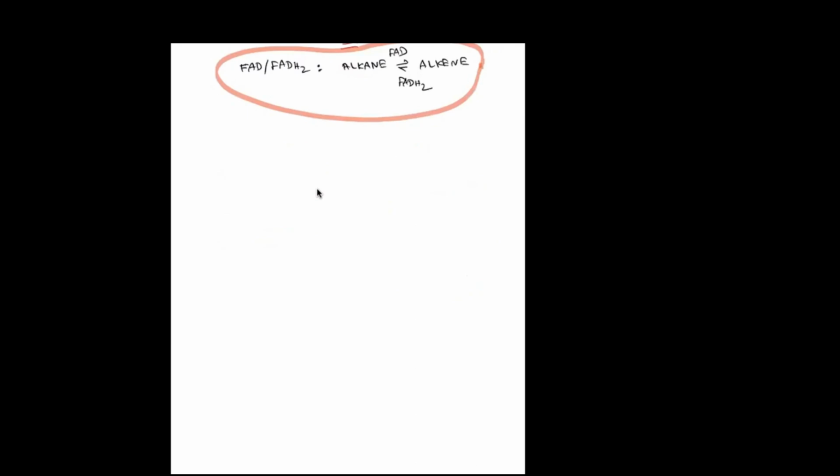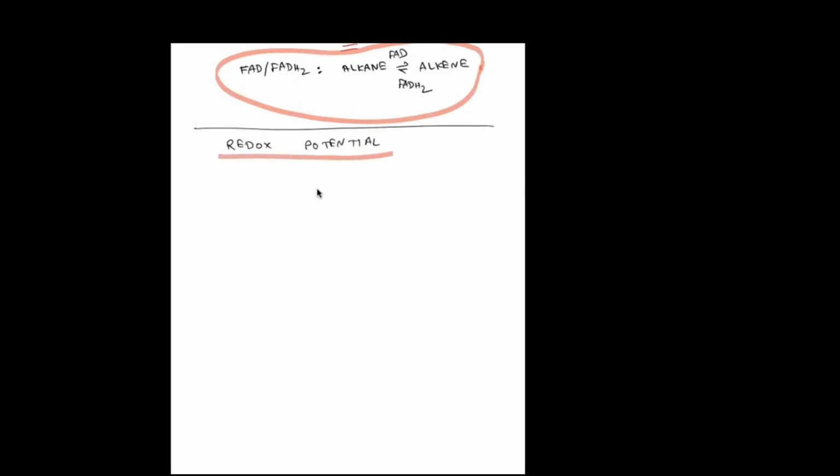So the next thing we're going to talk about is something you have heard and done, I hope, some math with in Gen Chem, and that is redox potential. So this is the next concept we're going to talk about. Redox potential is designated as E. E is the symbol of redox potential.